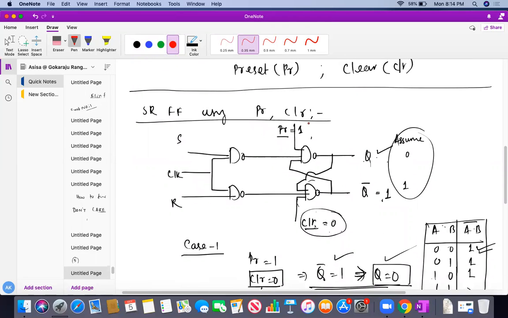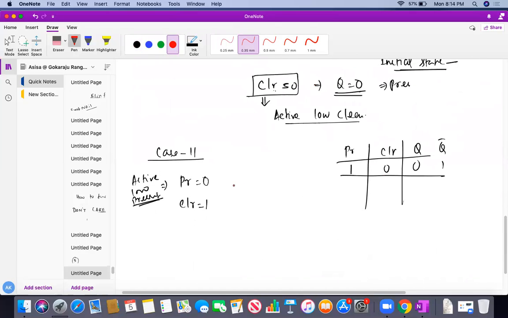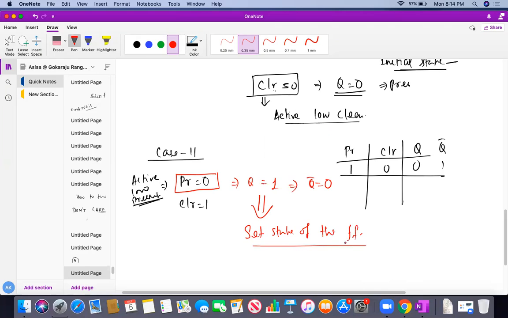So in the next state, my preset equal to 0 and clear equal to 1. If preset equal to 0, as you know, any input to this NAND gate being 0 means I'll have output 1. So my output is 1. If this Q is 1, obviously Q bar is 0. Because of preset equal to 0, I'll be getting Q equal to 1. If Q equal to 1, what is this called? Set state of the flip-flop. All of you understand? So if my preset is 0, clear is 1, I'll get Q is 1, Q bar is 0. Any doubt on this?